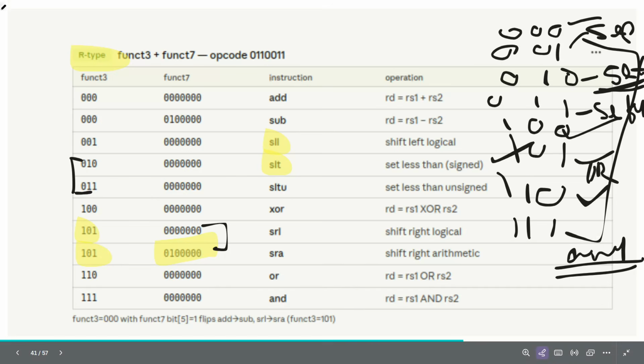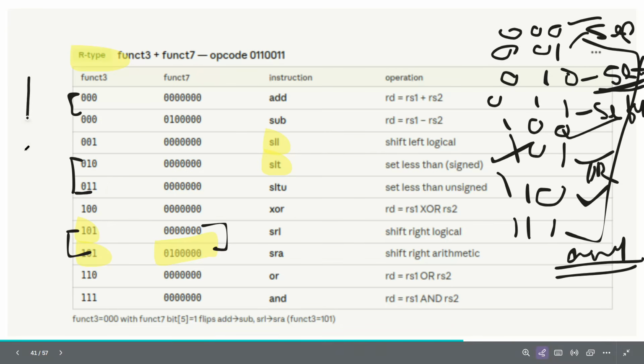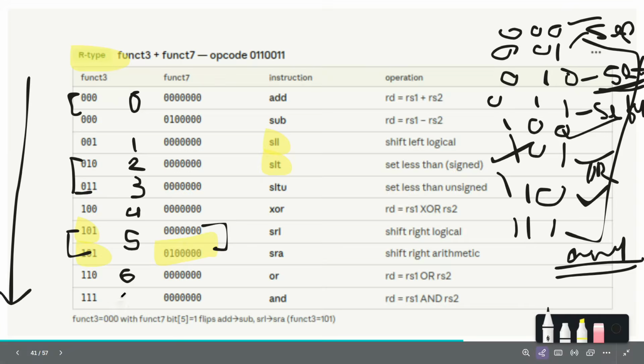So if you learn like this, it will be much easier. This is for 000. These are the things which are repeated, otherwise it is the order 000, 001, 010, 011, 100, 101, 110, 111. We know this order, right? Our binary numbers like 0, 1, 2, 3, 4, 5, 6, 7, it is going in that order. Like that you can learn easily. Okay, this is how you can learn function 3 values easily.